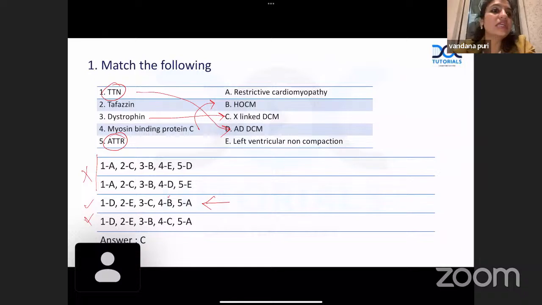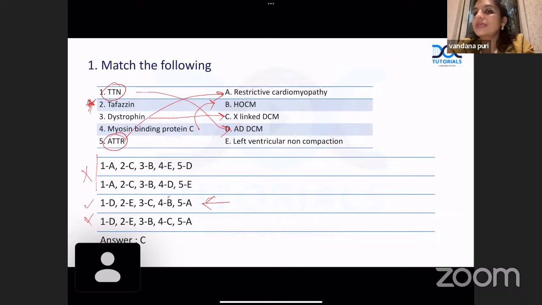All of you know ATTR is a type of amyloidosis. Whenever amyloid deposits in the heart, it causes restrictive cardiomyopathy. So that is option A. We know that. Now, what is this tafazzin?